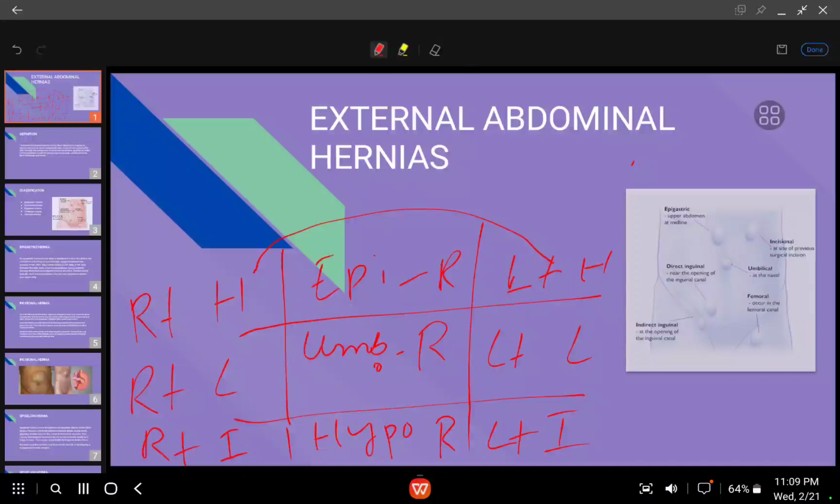In this video section, we will discuss the external abdominal hernia. So let's revise a little bit of the anatomy of the abdomen.